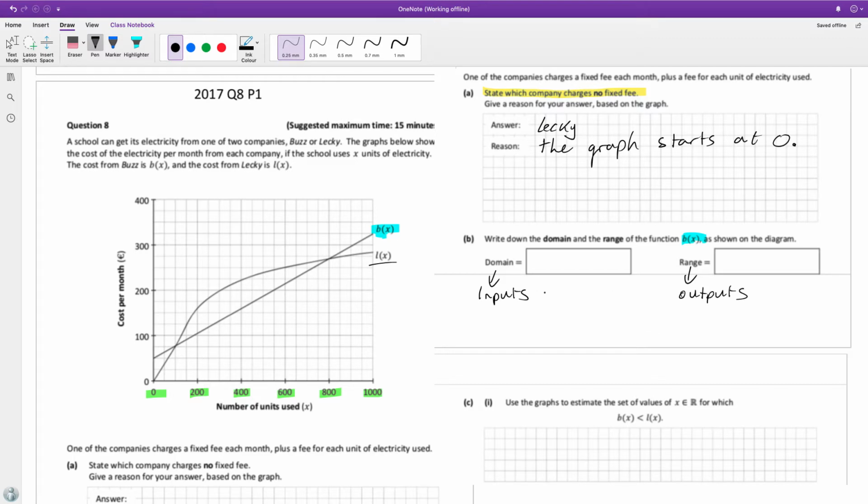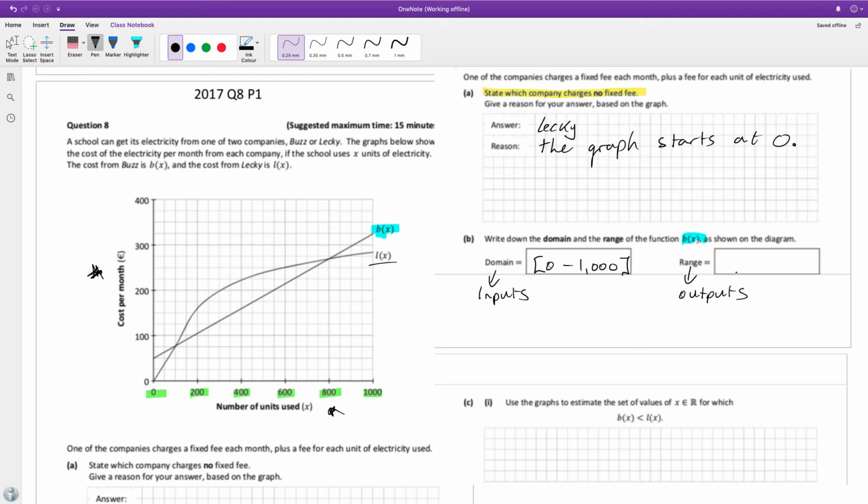So what are my inputs for Buzz? Where does it go from? And we know which axis is my inputs. The one that goes across. Because this is how much they're inputting, and the cost is over here. This is your cost over here. This is how much you're inputting. So my inputs go from 0 to 1,000, good stuff.